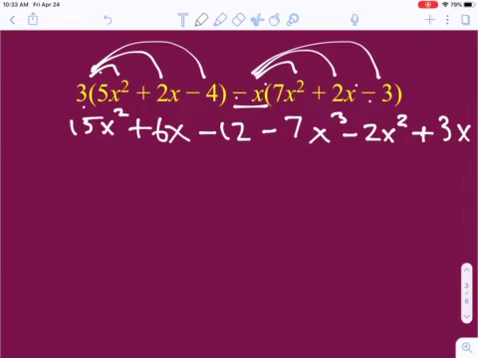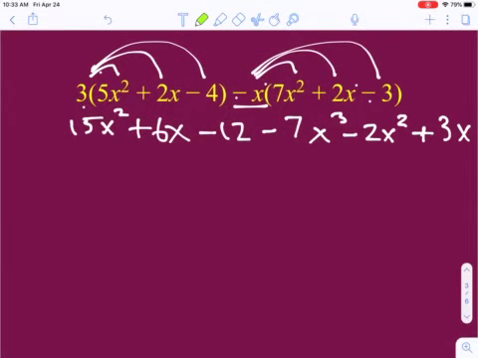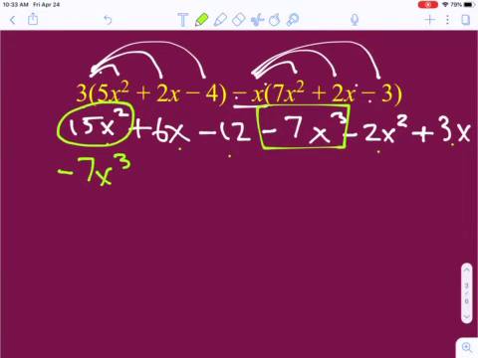Okay, so now I'm going to go through this and I'm going to find any like terms. So I think the easiest way to do this is just to start with your highest degree monomial and work that way. So I've got negative 7x cubed. Do I have any other x cubes in this expression? No, no, no, no, no. All right, so negative 7x cubed. Now I'm going to circle my x squared terms so I can stay with the same color. So I've got 15x squared, and that's positive because there's no sign in front of it. And then I've got minus 2x squared. So 15 and negative 2 gives me positive 13x squared.